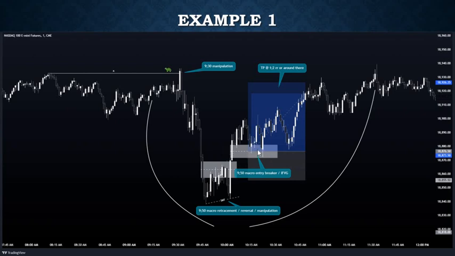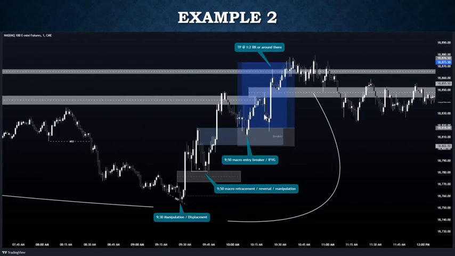Obviously, you want to enter up here, but for example, we're just putting our entry down here at consequent encroachment of the gap, and stops are obviously going to be right at a counter close below the BISI, but you're going to loosen it up a little bit, so leave it a little bit more room. Targeting 1 to 2, or obviously can target buy side, but you know, it is what it is.